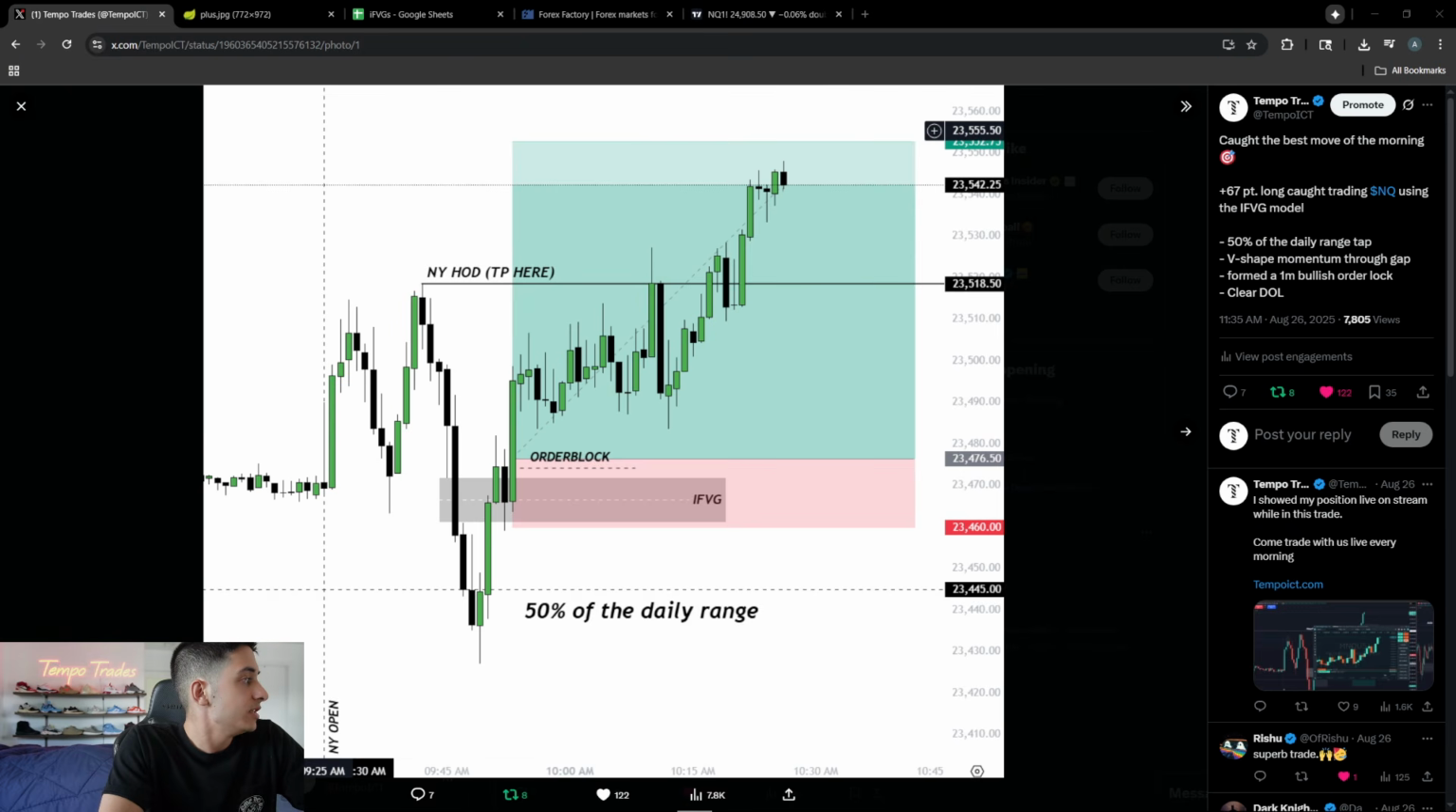All right, guys, this is a little bit of an unorthodox play. This is a 50% of the daily range tap. So along with liquidity sweeps, I guess this is kind of my backup setup when there are no liquidity sweeps.